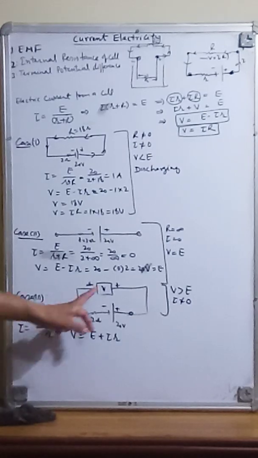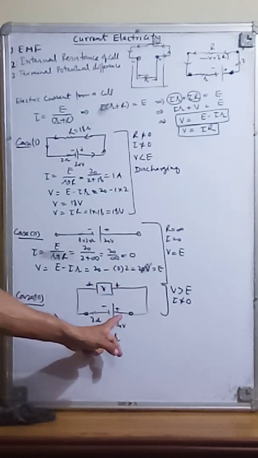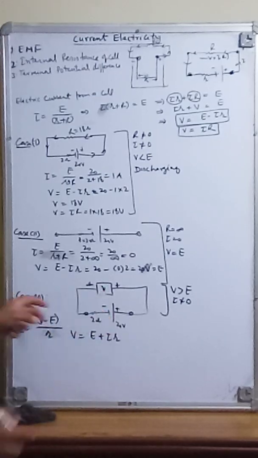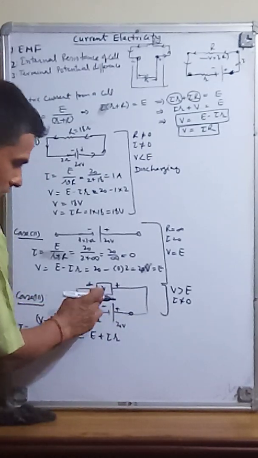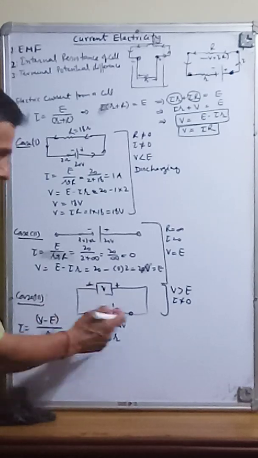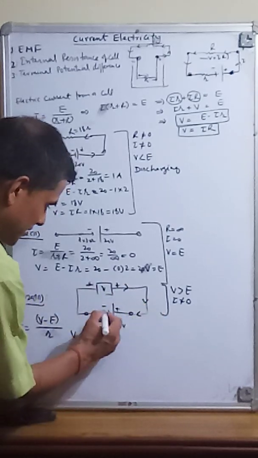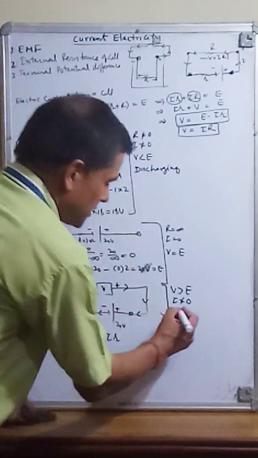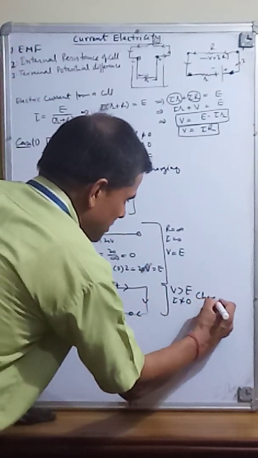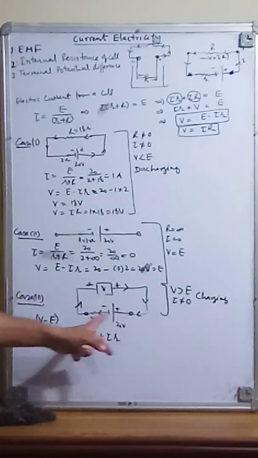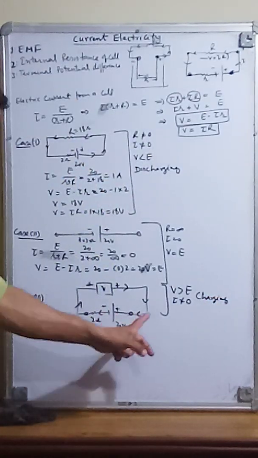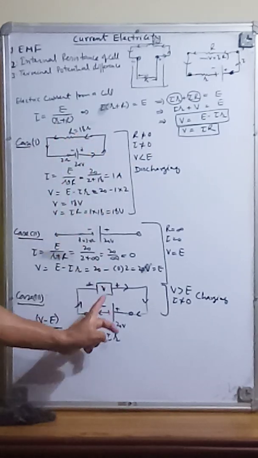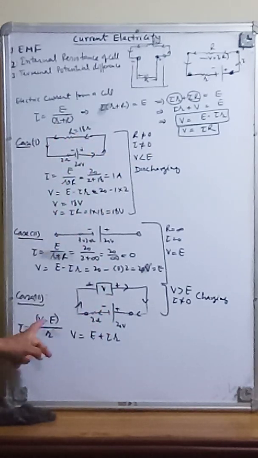Here V minus E. When plus is connected with plus, you assume it is another cell. This cell is charging this cell. This is the cell of greater EMF and this is the cell of smaller EMF, so it will send the current inside this cell. So this is charging. This is discharging, where I is 0, and here it is charging. Now this cell is charging because current is going inside from the positive terminal. If current is coming out of the positive terminal, it is discharging. So in this case, I will be V minus E upon r.